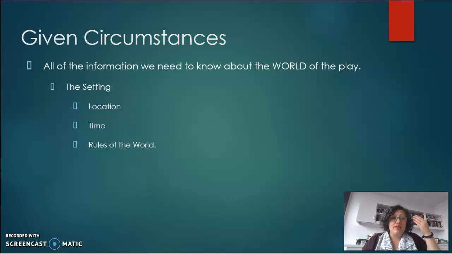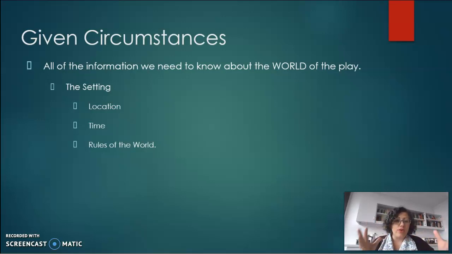This can be the rules of the world, the time that the play is happening, the location of the play, right? Last week we read Trifles, and the given circumstances of that play is that it's very realistic. It's set in a version of our real world. There is law and order in this world. It is set in 1916. It is set in New England on a country farm.